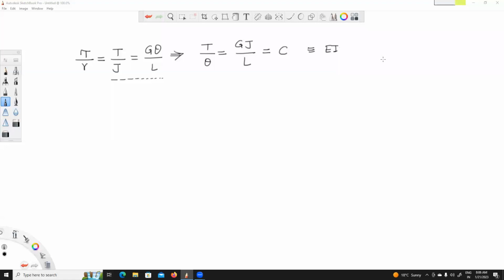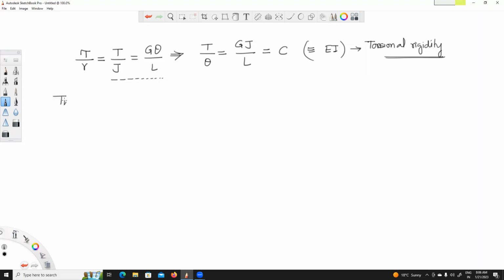What is this term called? This is exactly similar to the term EI in case of bending, and this is called torsional rigidity. So basically, what is torsional rigidity? Torsional rigidity is nothing but twisting moment per unit angle of twist. So you have got this particular relation over here. So couple per unit twist or twisting moment.